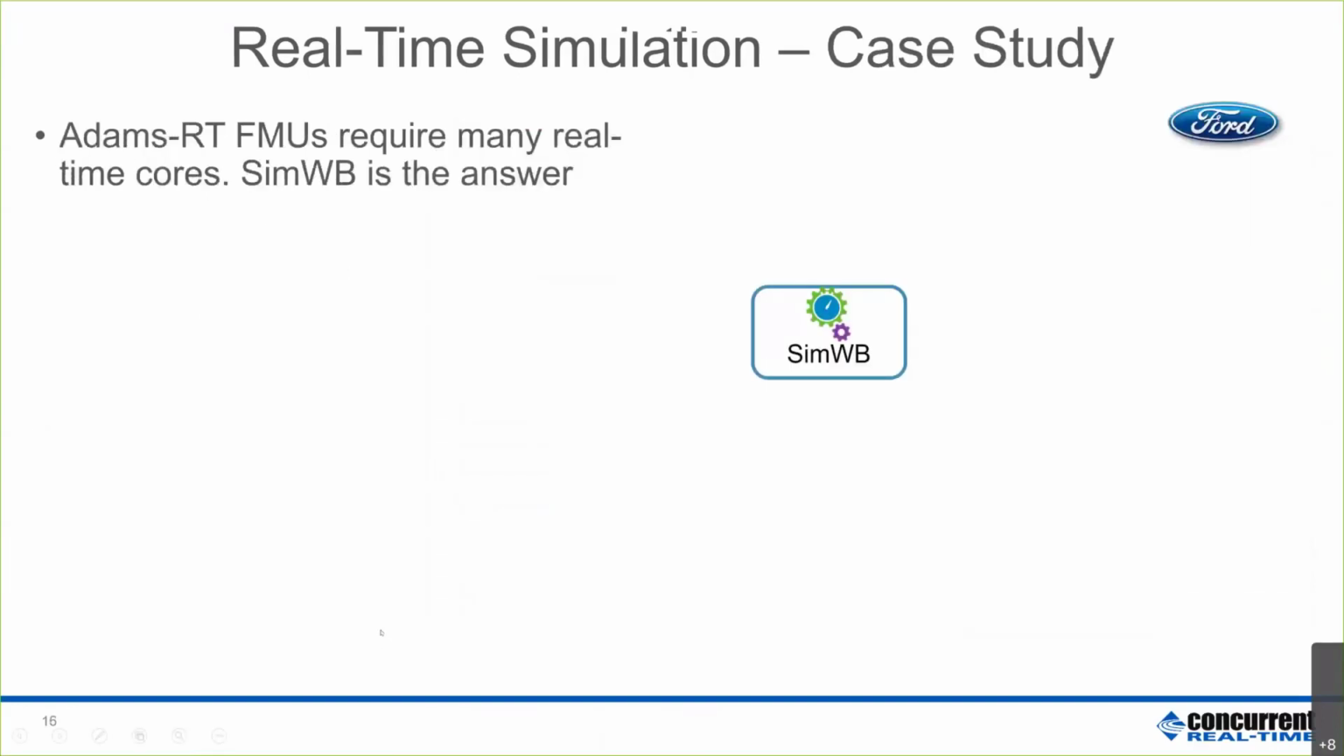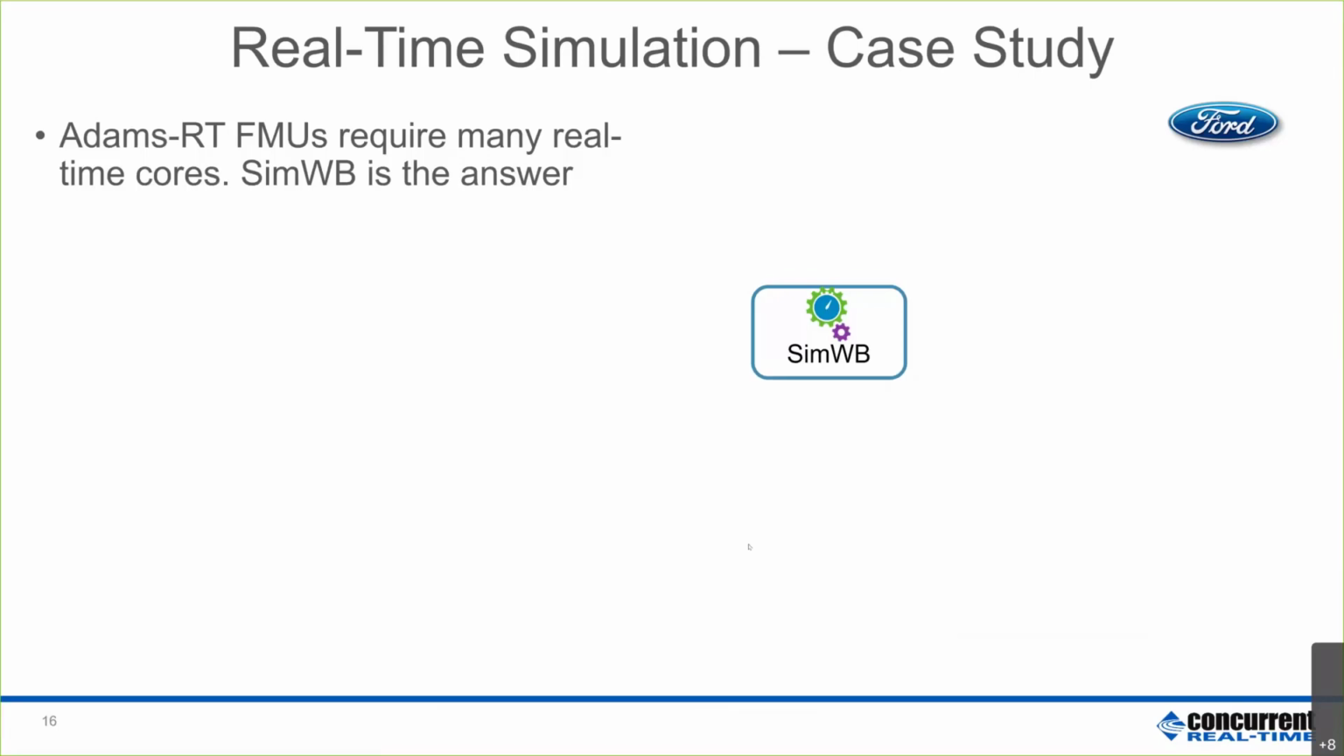So let's go to an actual case study that Tony G already covered extensively, but let me talk about it from a hardware perspective. First of all, to run this 105 degrees of freedom model in real time, you need a lot of horsepower. So what we have with simulation workbench is basically a compute engine that takes advantage of a lot of cores that can run your model in real time. We were able to run it in real time.